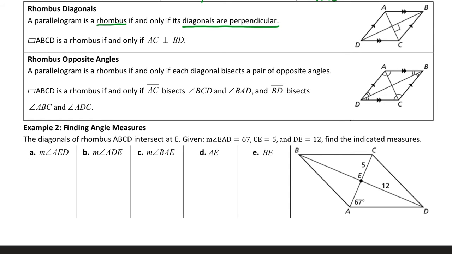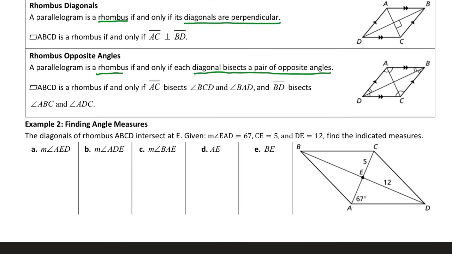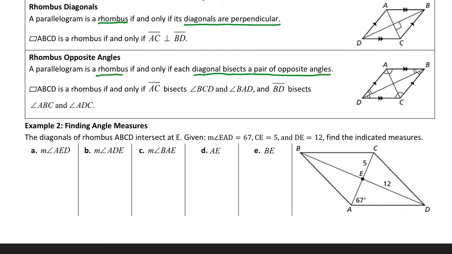The opposite angles of a rhombus. A parallelogram is a rhombus if and only if each diagonal bisects a pair of opposite angles, which means the diagonals bisect each angle. So in this rhombus to the right, A and C are the same measure and they're being bisected. B and D are the same measure and they're being bisected. So we're going to get some practice finding measures of angles inside of a rhombus.